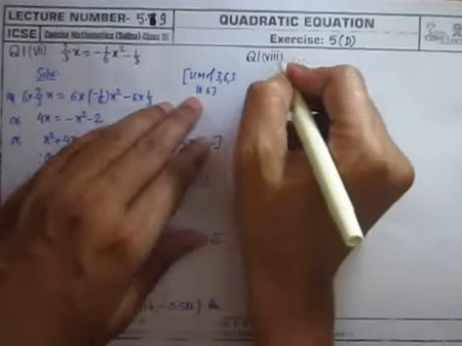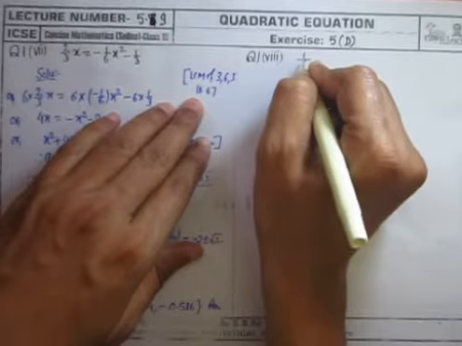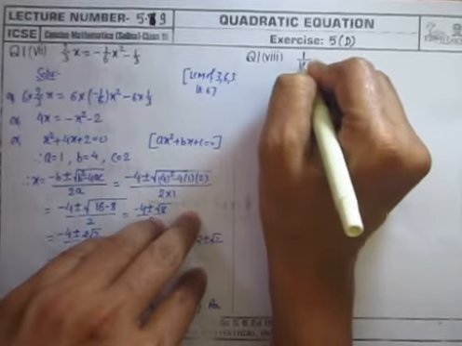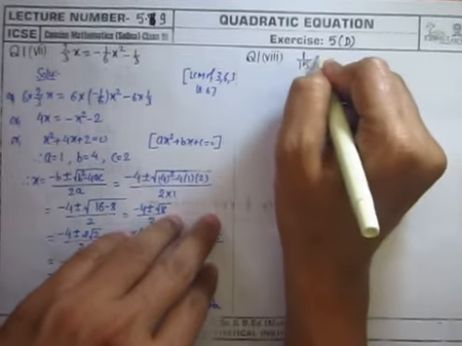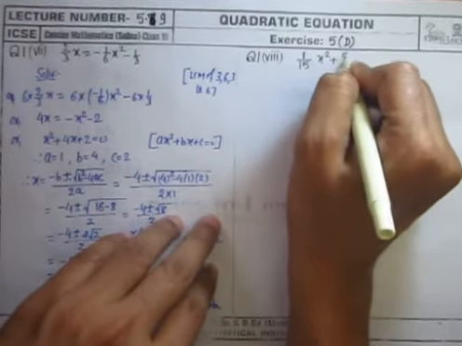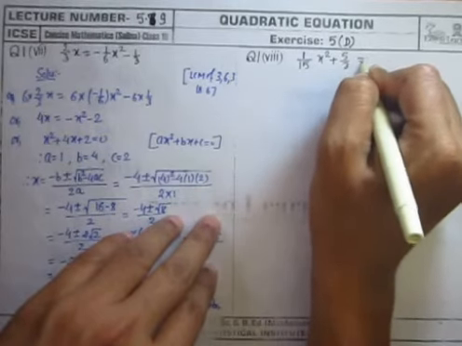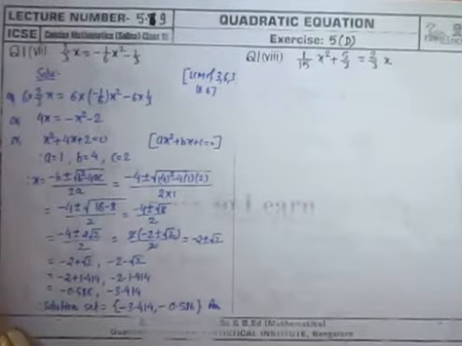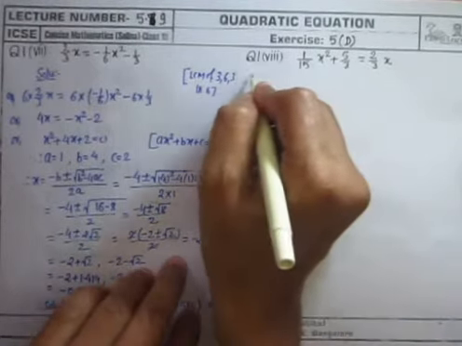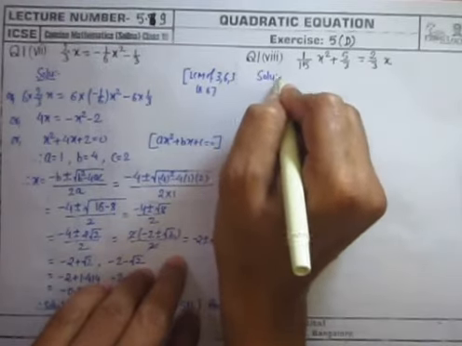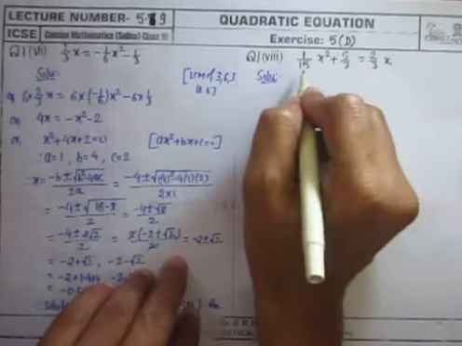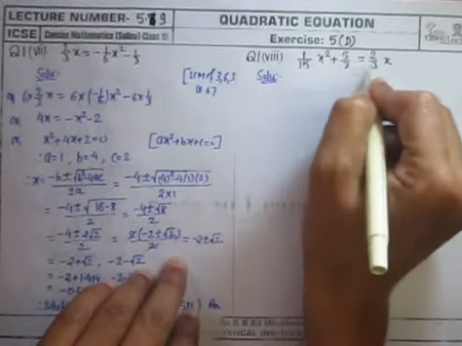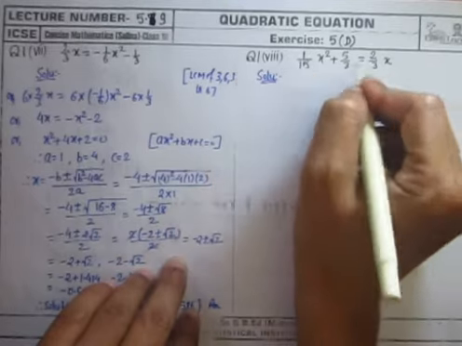Now question number 8 is solve 1 by 15 x square plus 5 by 3 is equal to 2 by 3 x. We have to solve this equation. So first of all, write the equation in general form. So to remove fraction from this equation, multiply each term by LCM of 15, 3 and 3. So LCM of 15, 3 and 3 will be 15.